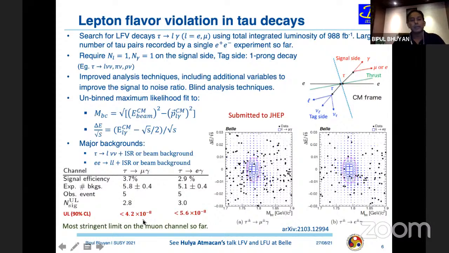So we have set an upper limit at around 10⁻⁸ for both tau to mu gamma and tau to e gamma. And for the muon channel, it is the most stringent limit so far. This is on arXiv, and of course you can also refer to this particular talk in a parallel session for the details of this analysis.